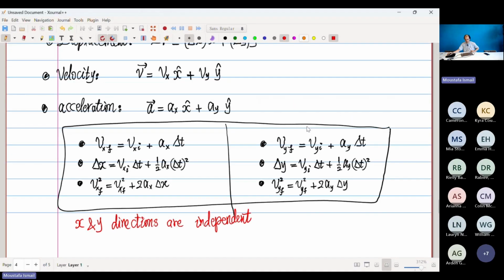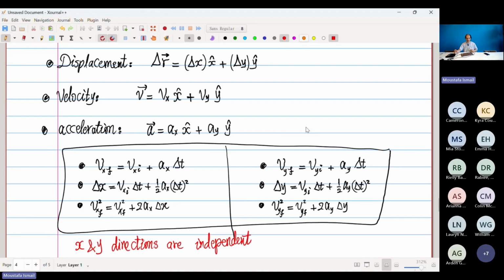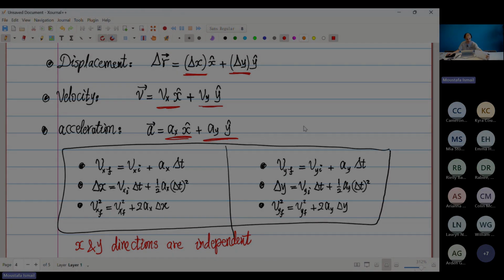Okay, that's why we spend some time doing vectors, because now we're going to use them when we do 2D kinematics and projectile motion. Everything generalizes in a straightforward way. You just have an extra component to what you already had. Okay, that was it for the lecture today.